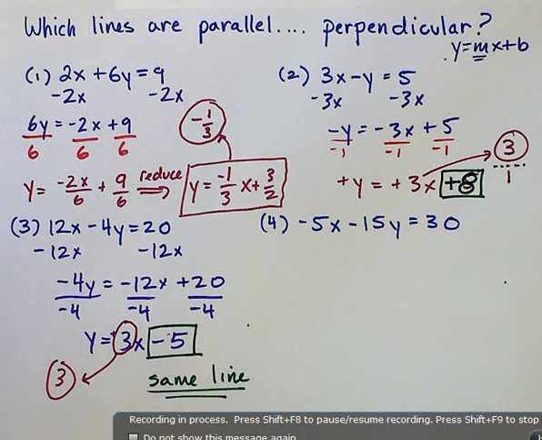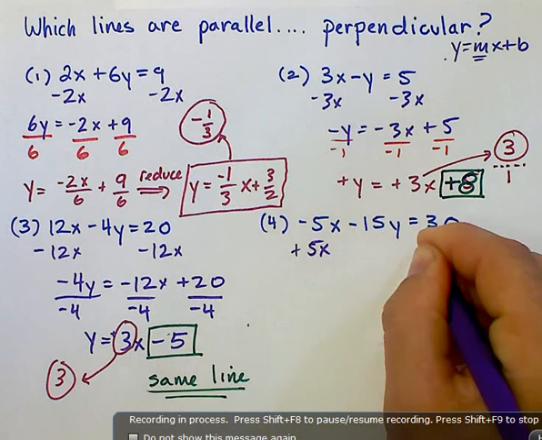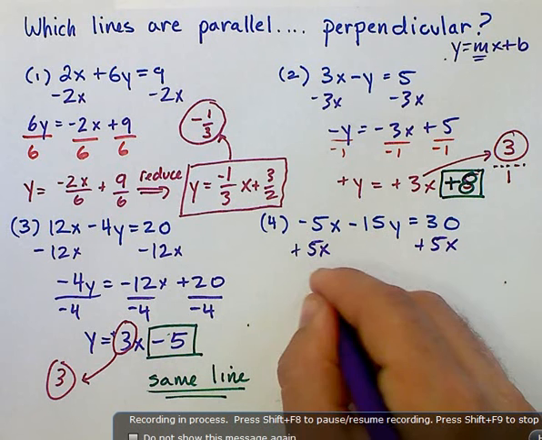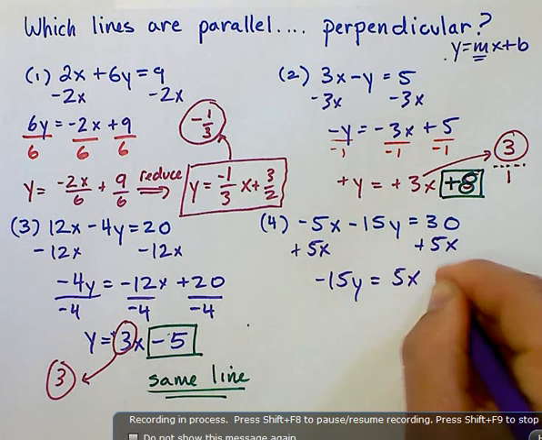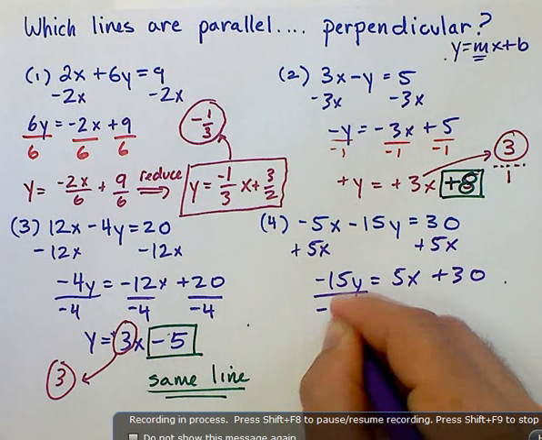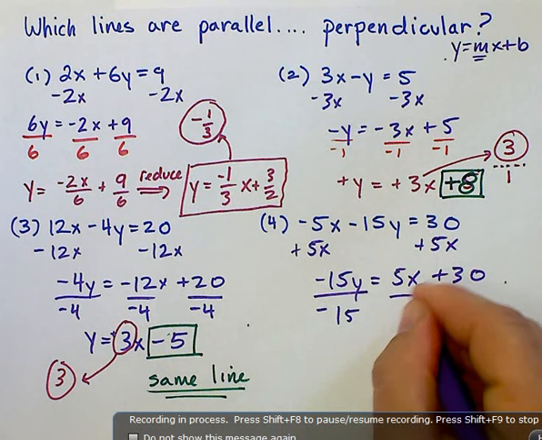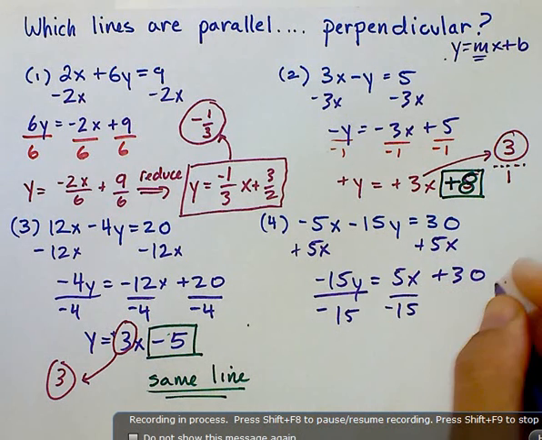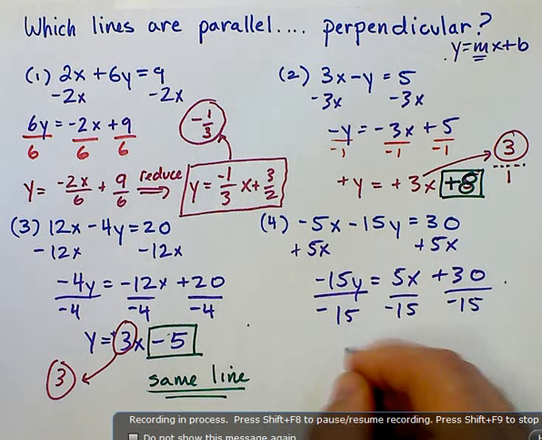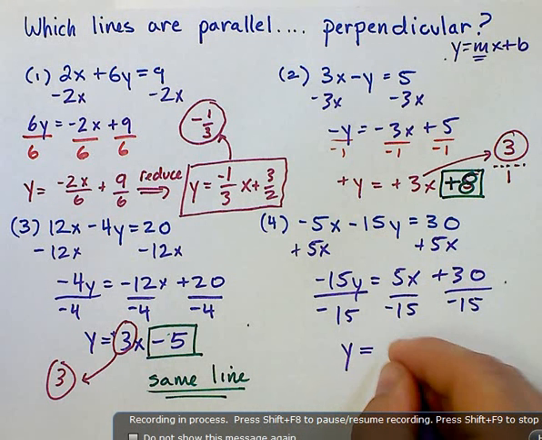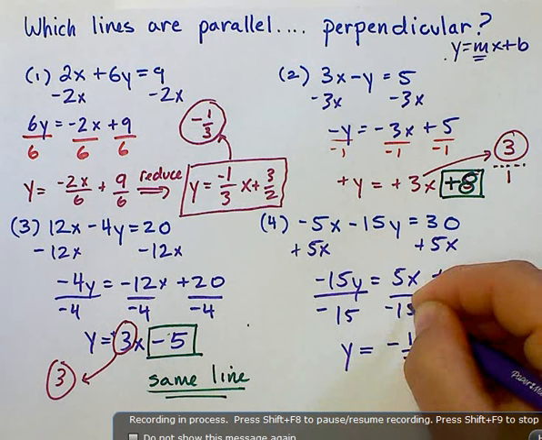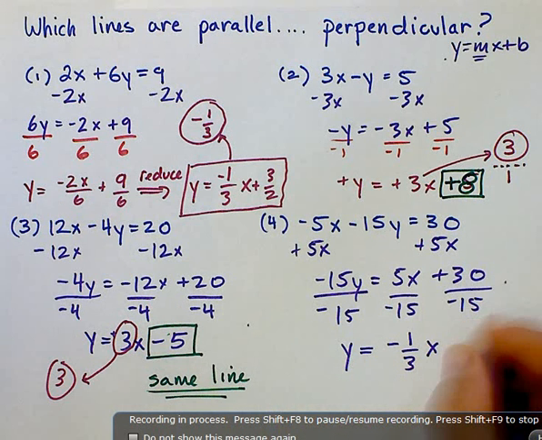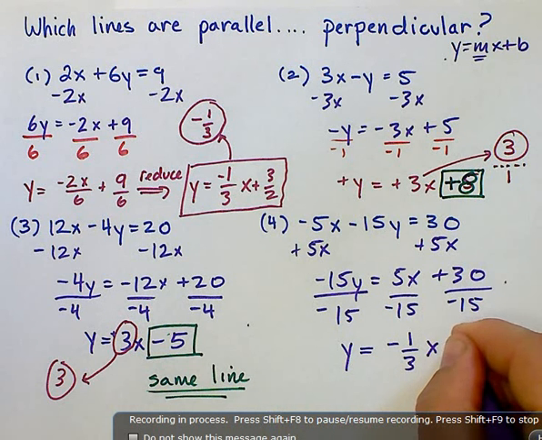Now let's just look at this last one here. Adding the 5x, negative 15y is equal to 5x plus 30. Divide by negative 15, negative 15. I end up with y is equal to negative 1/3 x. I'm reducing that. 5 goes into 5 once, 5 goes into 15 3 times. Minus 2.